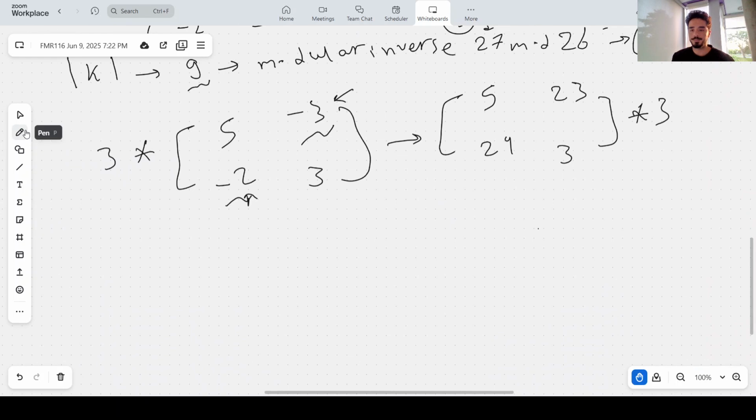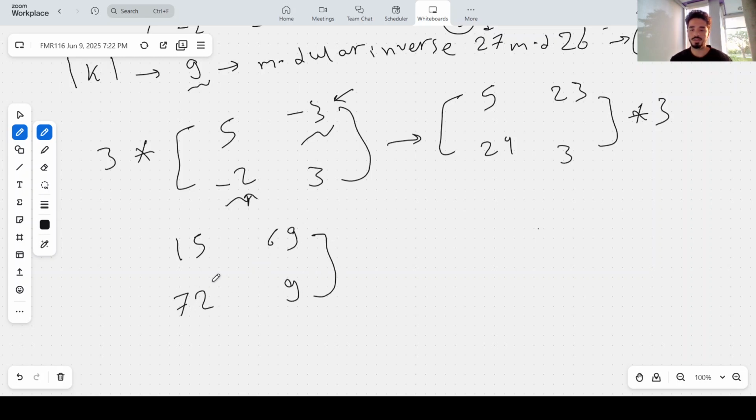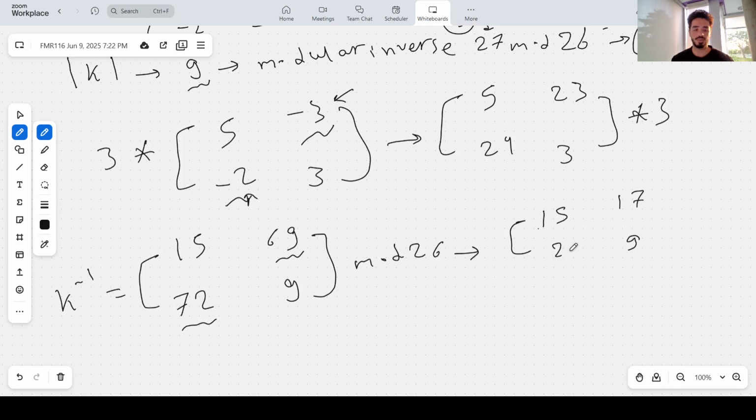3 times 5 is 15. 3 times 23 is 69. 3 times 24 is 72. 3 times 3 is 9. This is our K inverse, but we can't have any value more than 26, so we always take mod 26. So the values 15 and 9 stay the same. 69 modulus 26 is 17. 72 modulus 26 is 20. So now this is our K inverse.